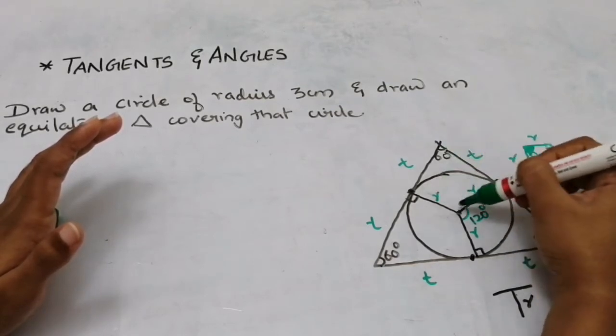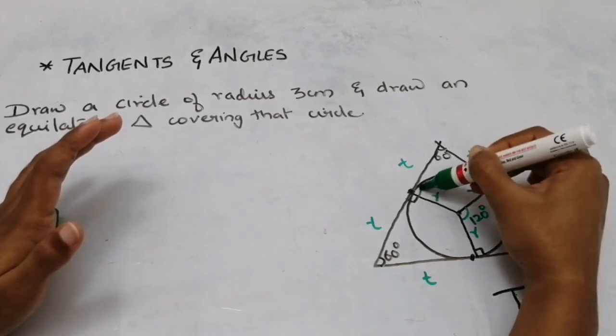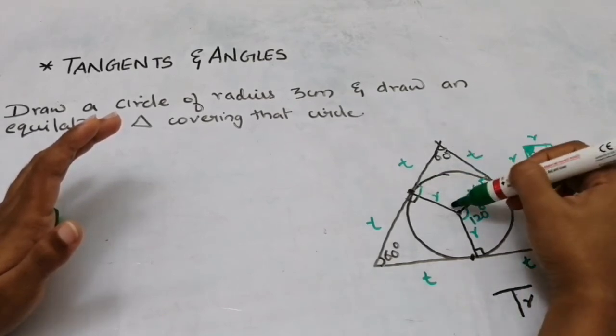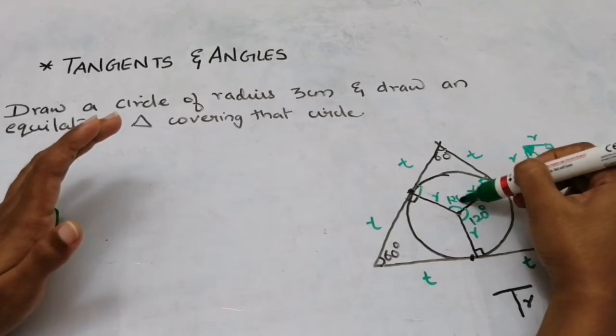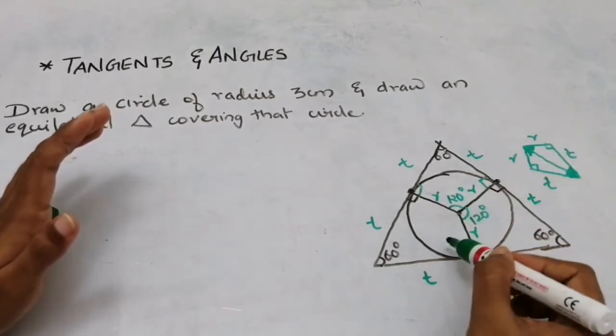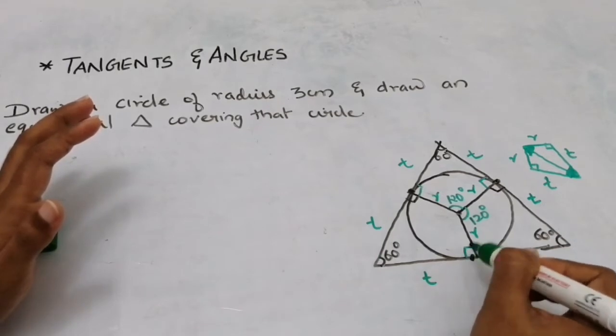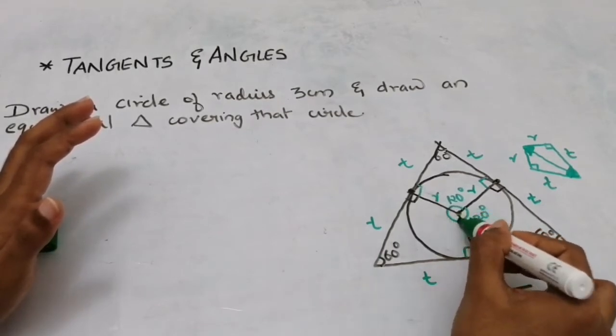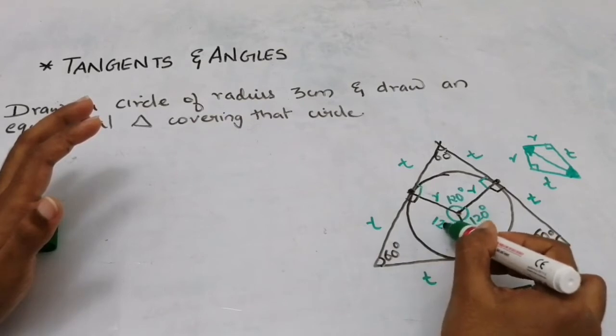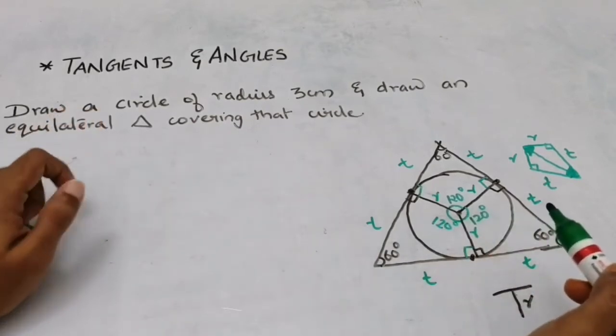Similarly, moving on to this kite, we know these two angles are 90 and 90, 180. So 60 and 120 is 180 degrees. Now moving on to this kite shape, between R and T 90, 90, then we have the sum of this angle plus this angle also 180 degrees. So this angle is 120 degrees.